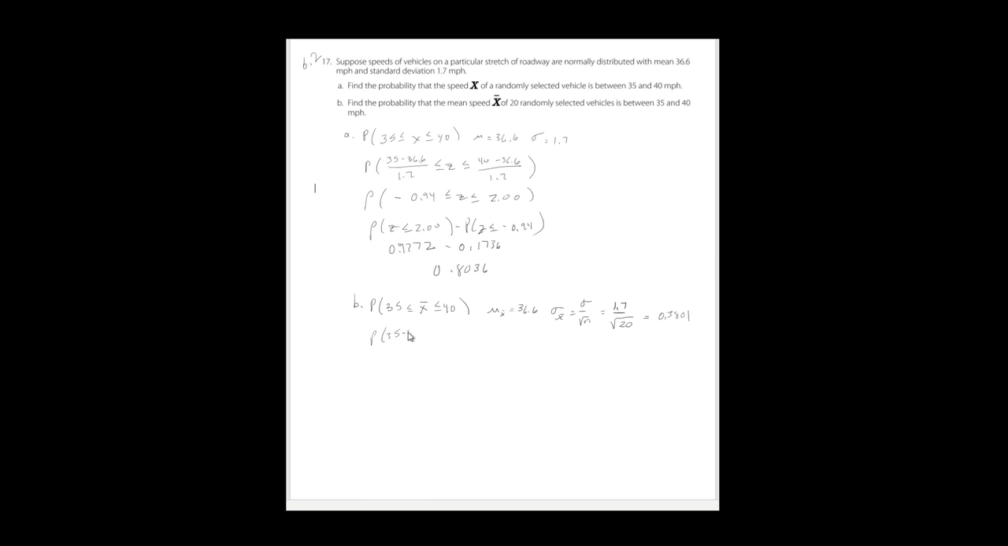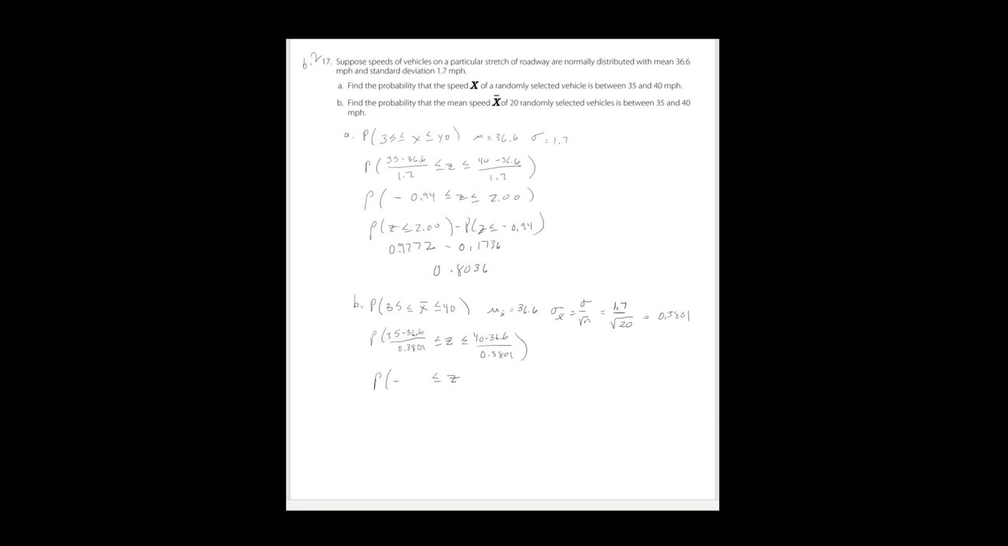So when we're looking here to transform this to a standard normal distribution, so 35 minus 36.6, we're dividing by a different standard deviation this time. It's less than or equal to z is less than or equal to 40. There we go. So our probability here is going to be minus 1.09. That's less than or equal to z. That's not 1.09. I don't know where that number came from. Let's get rid of that number.